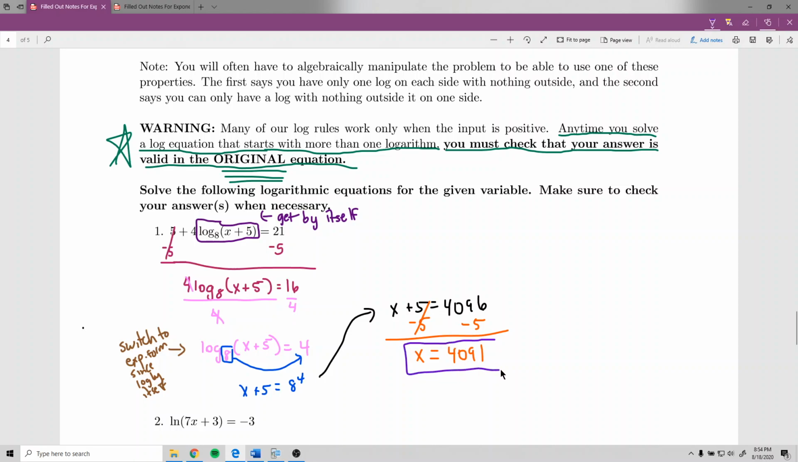Right, and that is our answer. We don't have to check it. You can, but you'll see in the problems that we are forced to check what can go wrong. We only had one log here in the problem, so we don't need to check.